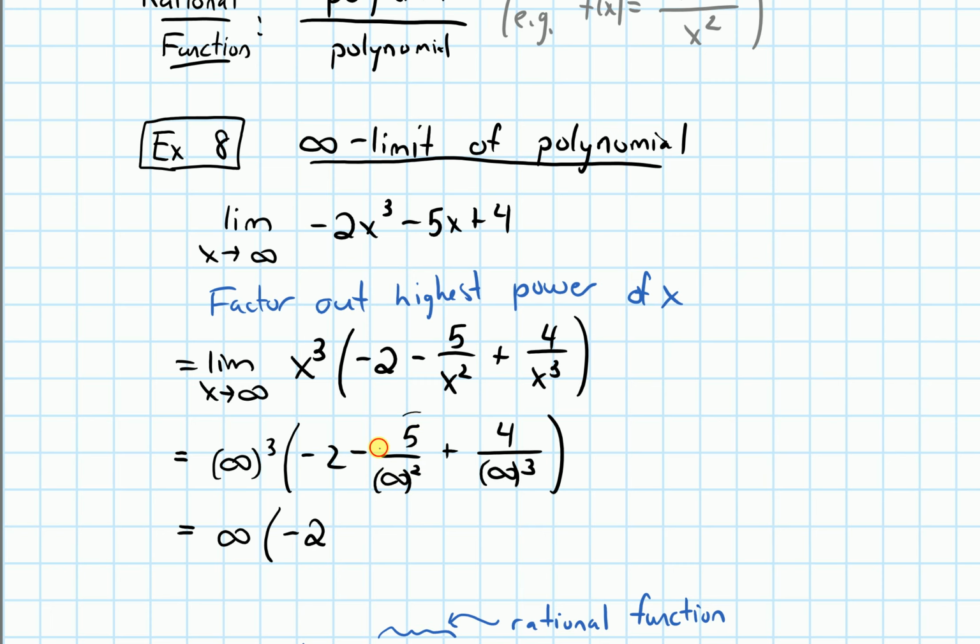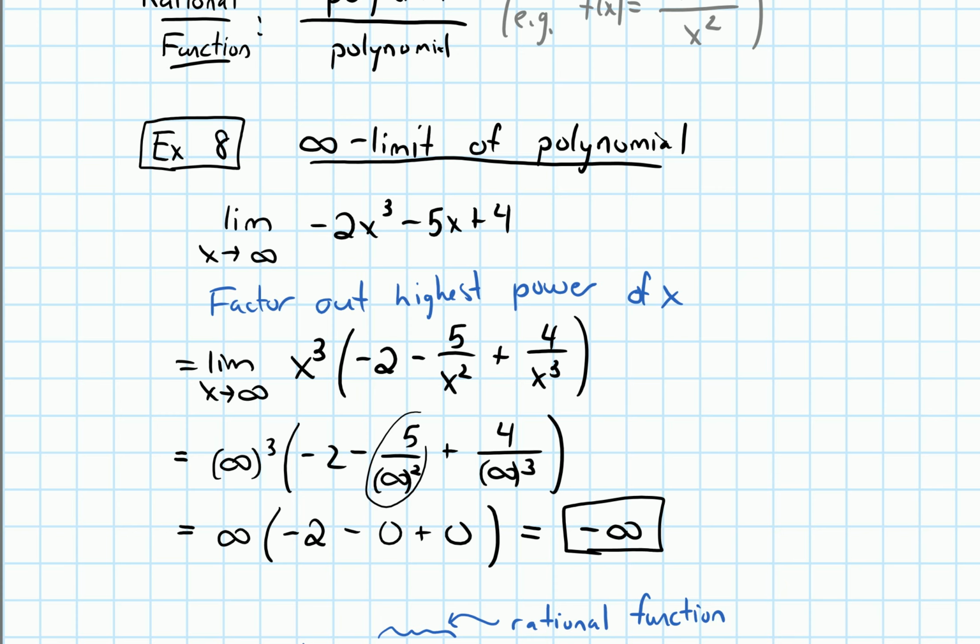So this fraction is approaching 0. There's that minus sign in front, so minus 0. The next fraction similarly is approaching 0 as well, and there's a plus sign in front, so plus 0. Overall, we have infinity times negative 2, which means it's negative infinity. And that's our answer. That's what the limit of this infinite polynomial is.